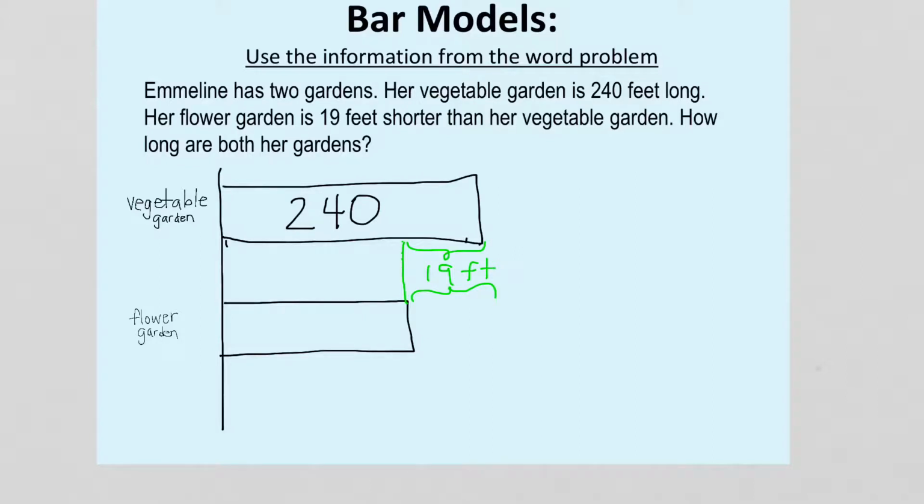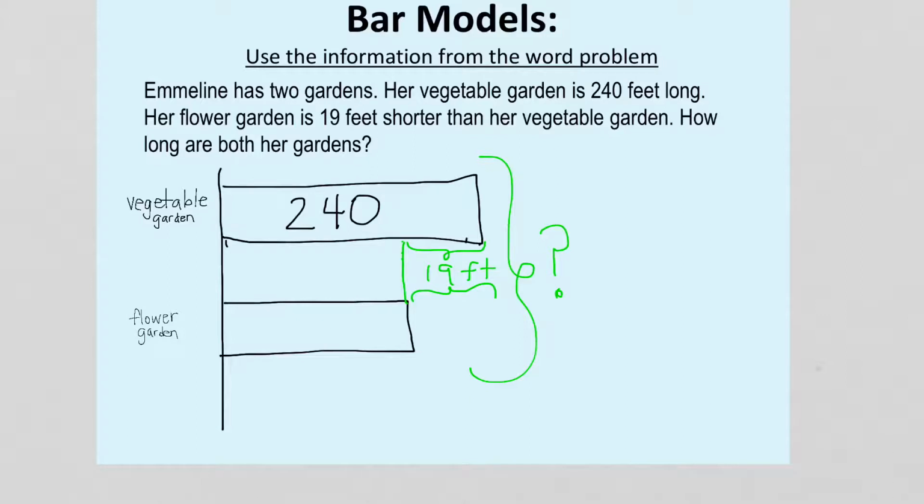So now we're going to reread it and make sure that our bar model matches all the things we know in our word problem. Does it match? Good job. Now we're going to look at what the word problem is asking us to solve for. It's asking us, how long are both her gardens?